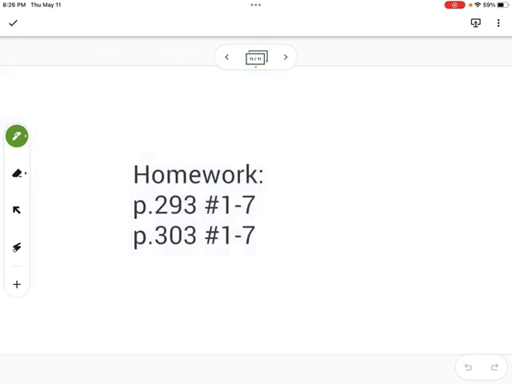So you're going to be doing practice with linear and quadratic models. If you have any questions, please let me know.